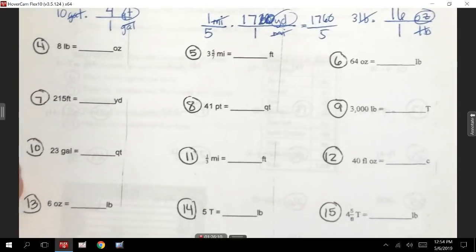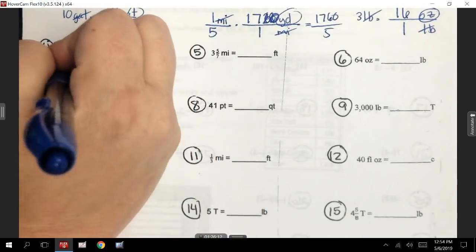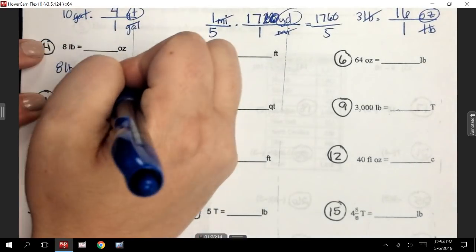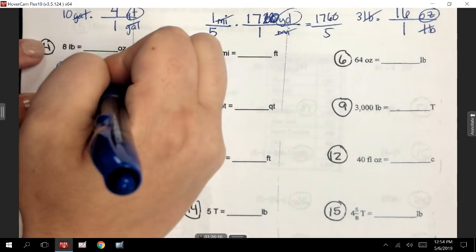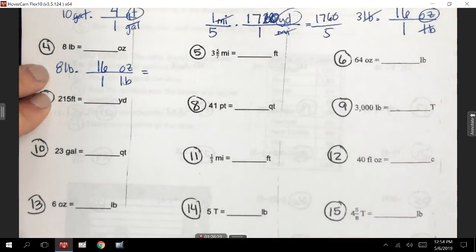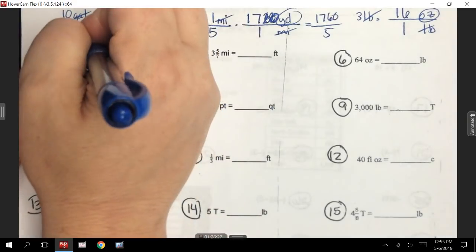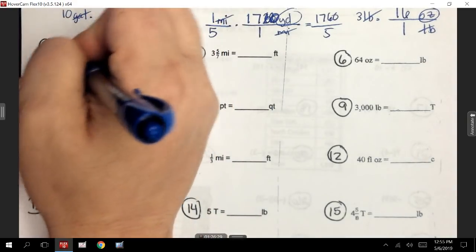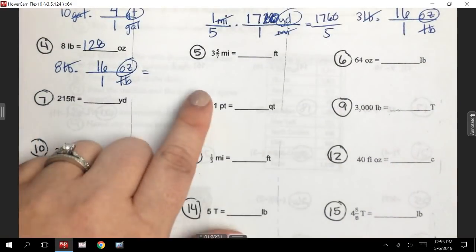All right, looking at the next one. It's pounds and ounces again. So 8 pounds times pounds on the bottom, ounces on the top. Remember, it's 1 pound equals 16 ounces. So I'm going to have 8 times 16 here, which is 128. That leaves me with those ounces.